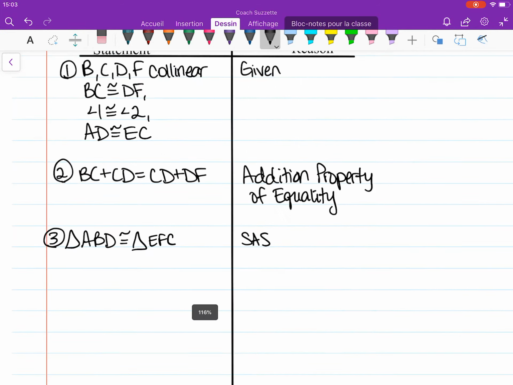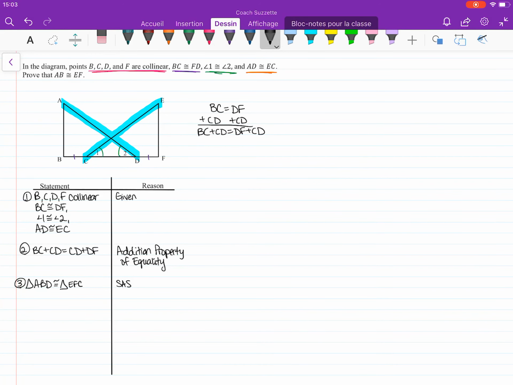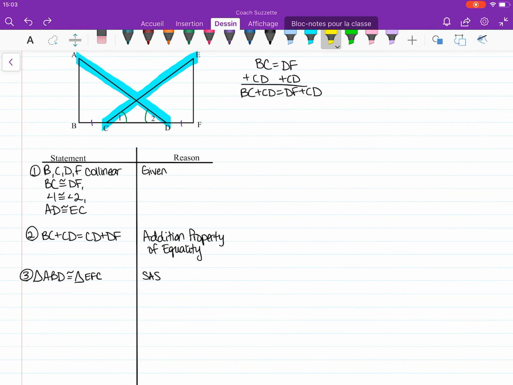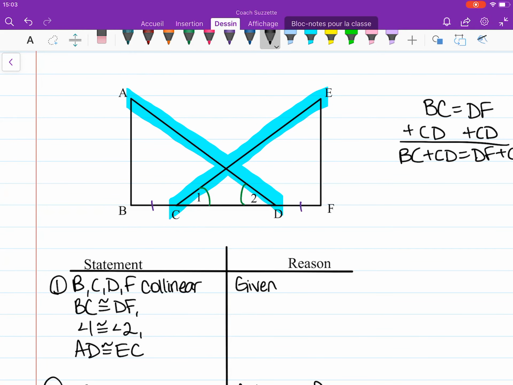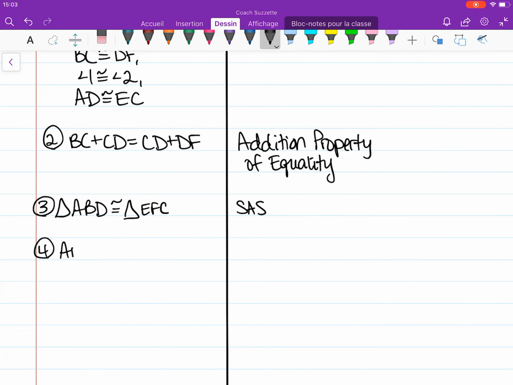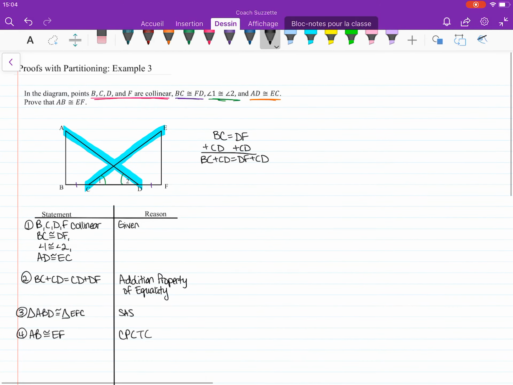Side angle side. Okay. But what we need to show is that AB and EF are congruent. That's these sides of the triangles. Well, great. There's a property of congruent triangles that tells us we know that that's true. So we can say AB is congruent to EF by CPCTC, which is corresponding parts of congruent triangles are congruent. And we're done.